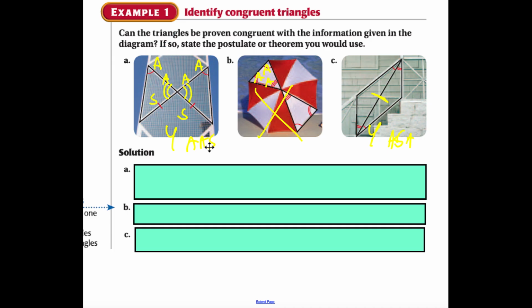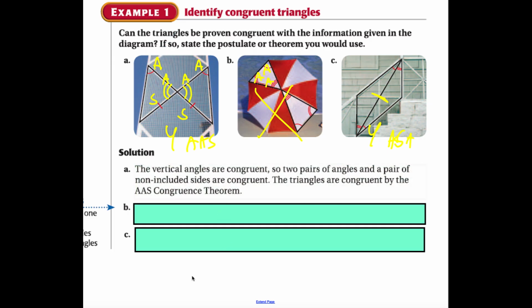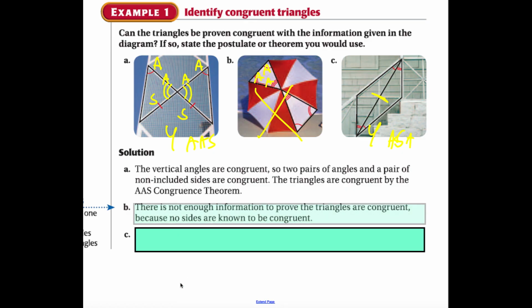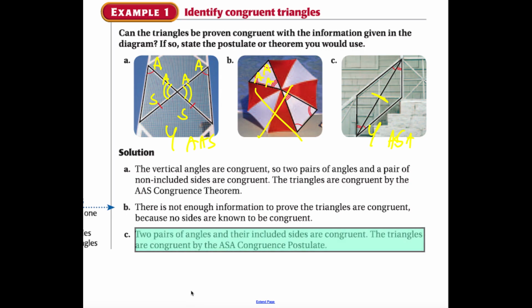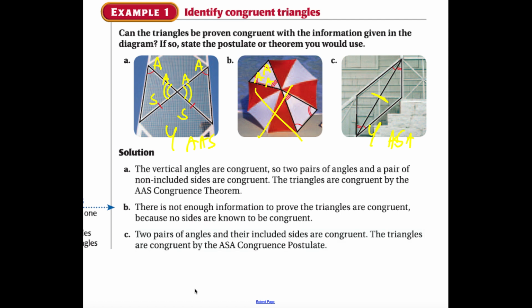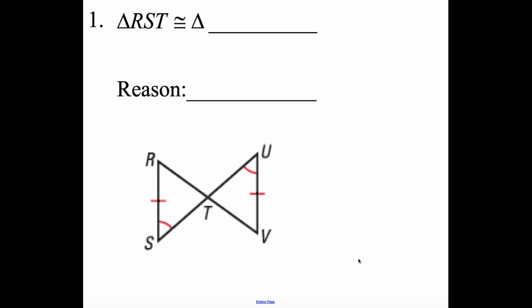The first one was yes because of angle, angle, side. The second one was no because angle, angle, angle doesn't prove congruency. And finally the last one was yes. They are congruent because of angle, side, angle. All right, we're awesome. All right, last six examples. Okay, finally winding down here.